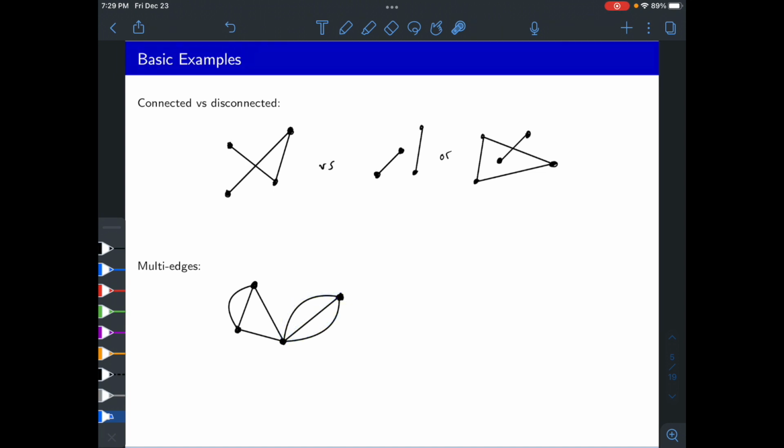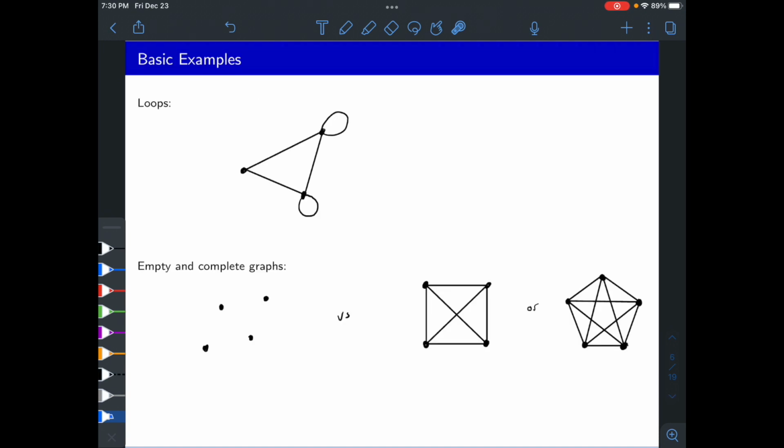A lot of times people will not allow for multiple edges between vertices, and there will be good reason for doing that. For example, in the airports example, it doesn't make sense to have those there, but it happens sometimes. Same with loops.